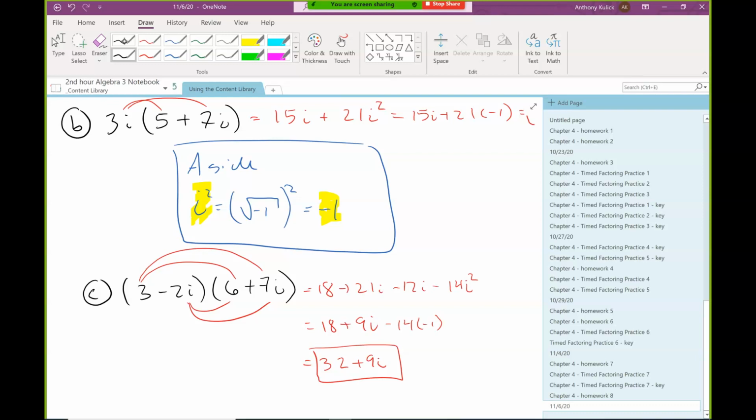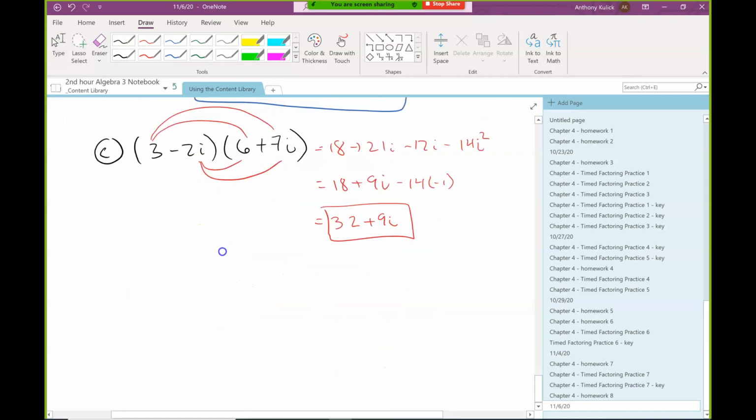So the next thing up is division. So let's look at some division examples.